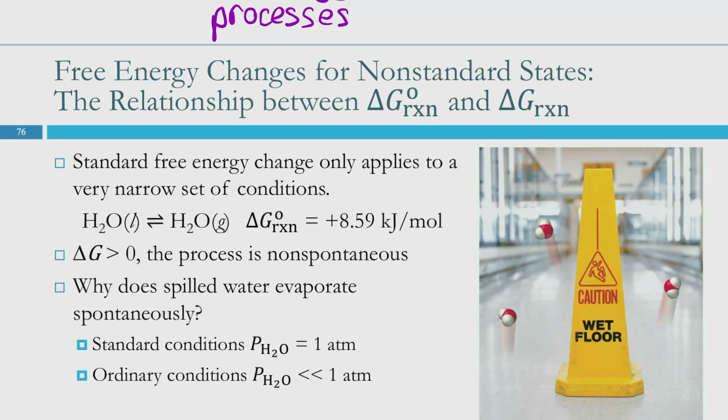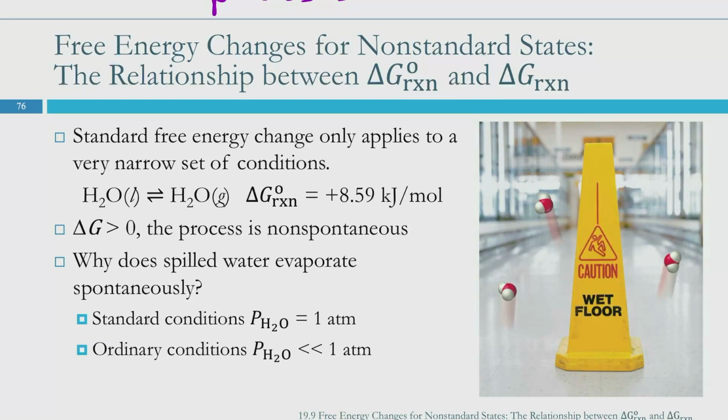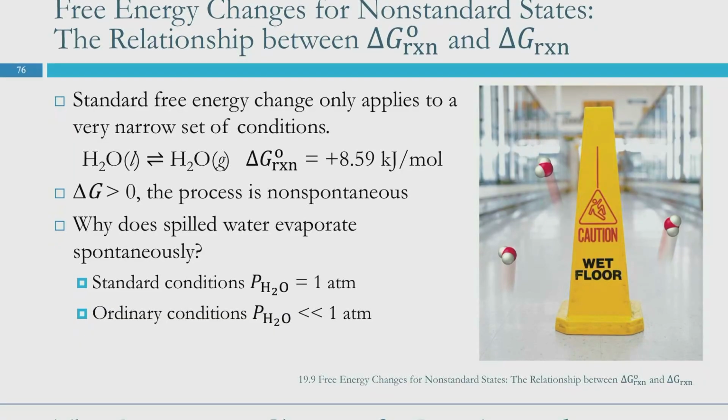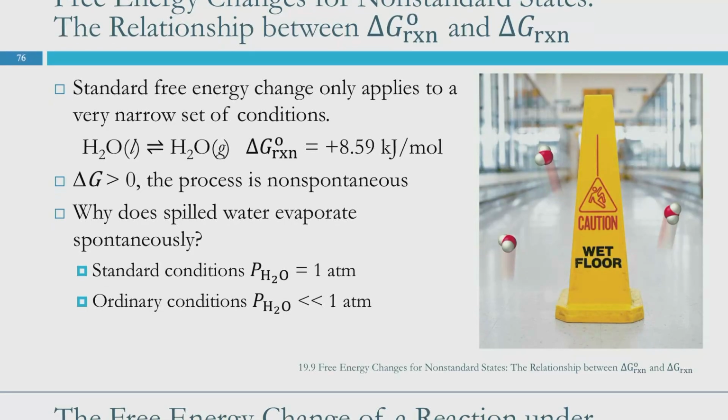So our standard free energy change applies to a narrow set of reactions or a narrow set of conditions. For example, 25 degrees Celsius, 1 atmosphere of pressure, 1 molar concentration, a completely pure substance, right? We've got those standard conditions. In reality, there are some processes that, if they're standard, are not going to be spontaneous but happen in the real world. So this is one example of that.